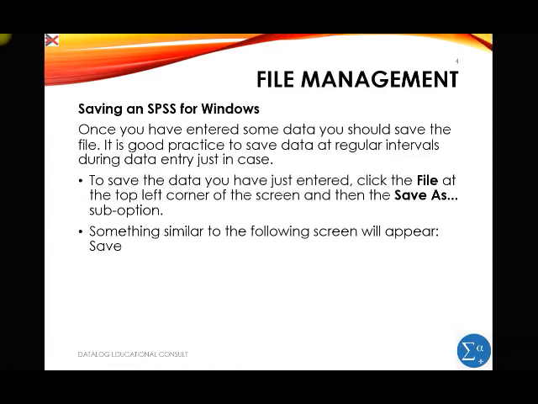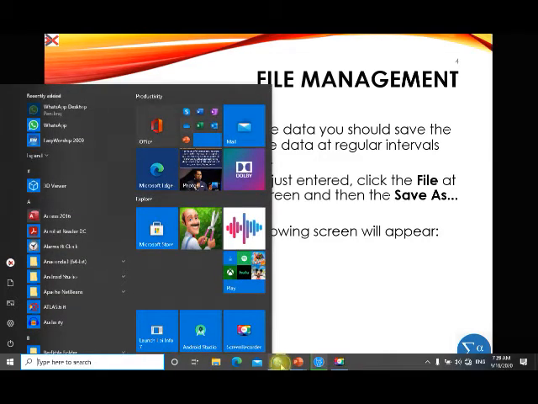The first thing is saving in SPSS for Windows. When you want to save in SPSS on Windows, there is no different way of saving than the way you have been saving in other software. You can use the shortcut that is generally used, Ctrl S, and you can also navigate to save by going to File. Let us try and save a document in our SPSS.